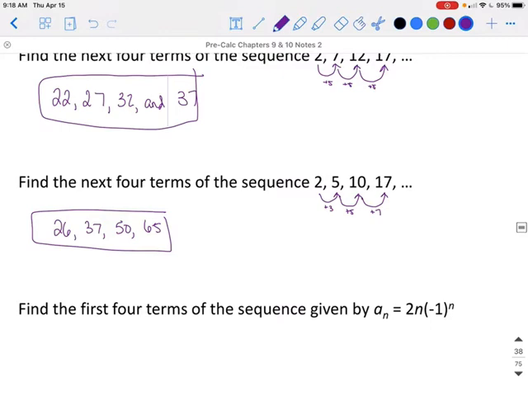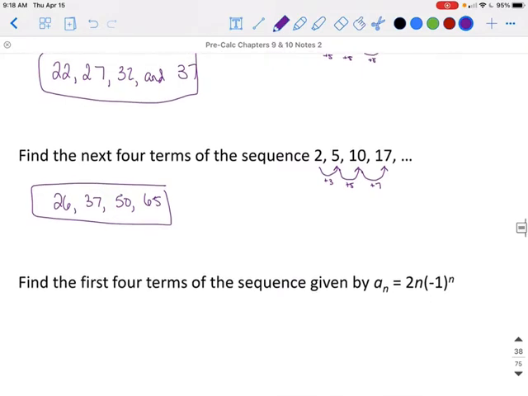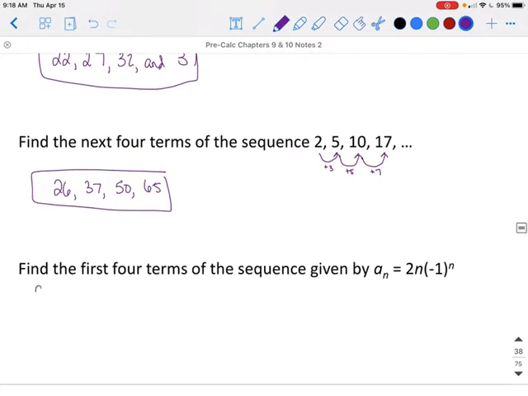For the next one, they're going to give us an equation, and we have to find the first 4 terms in the sequence. So we need to find a sub 1, a sub 2, a sub 3, and a sub 4. Now that number tells you what you are plugging in for the n value. So we'll do 2 times 1, and then we're going to multiply negative 1 by that and raise it to the nth power, which in this case will be 1. So we have 2 times negative 1, which will give us negative 2.